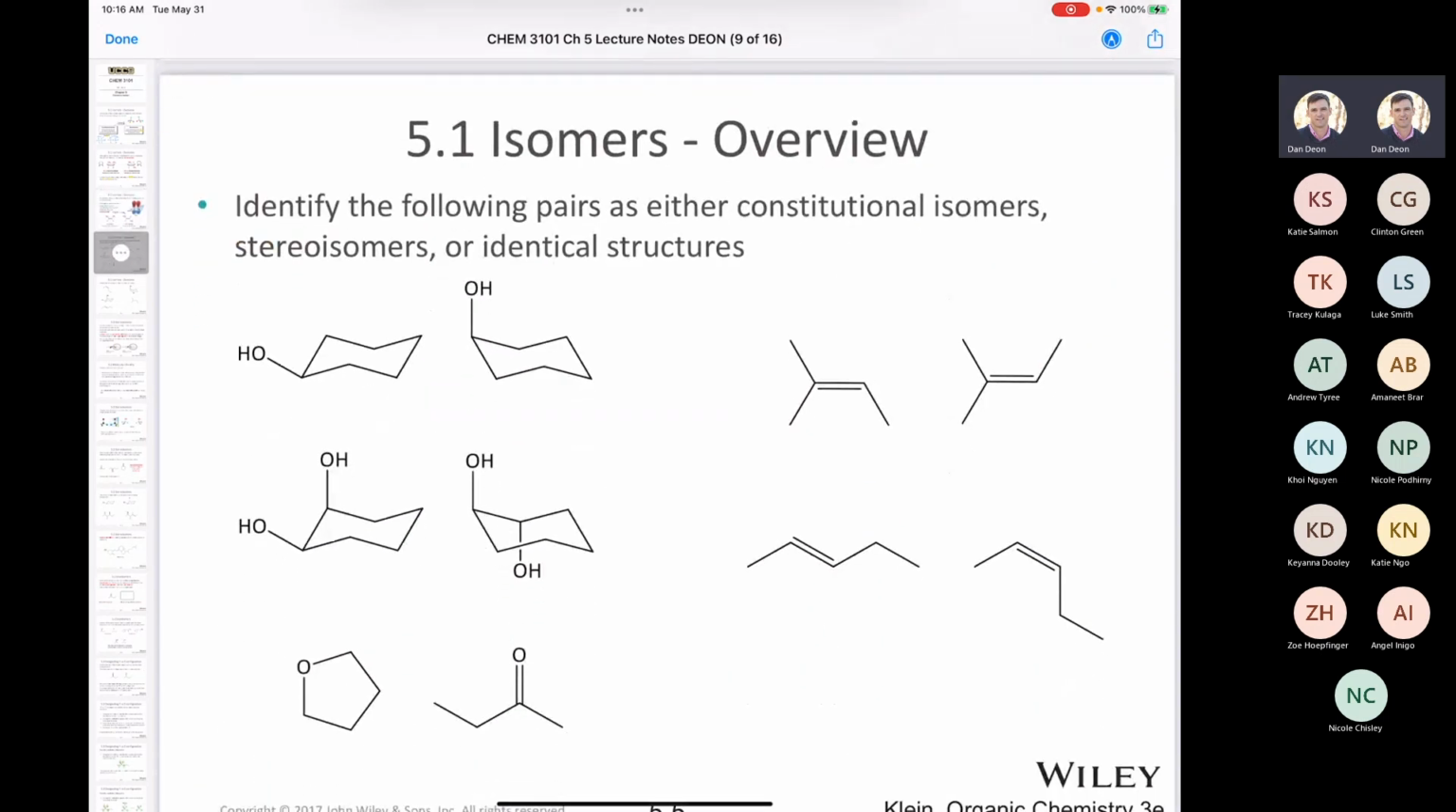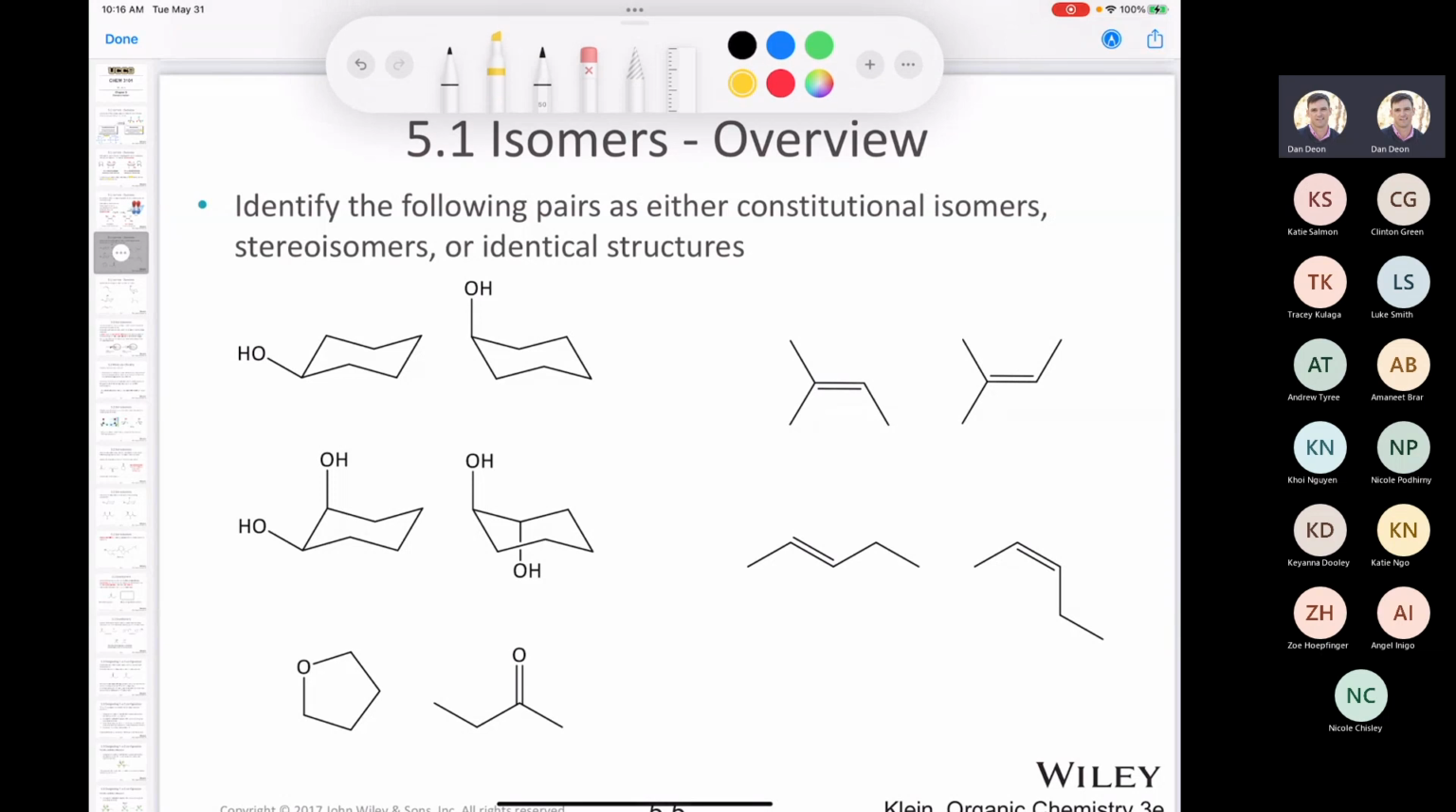It just says, identify the following pairs as either constitutional isomers, stereoisomers, or identical structures. Let's start with the top left-hand corner. If I take a look at these two compounds, would these be stereoisomers, constitutional isomers, or identical? Does anybody have an idea about this one?